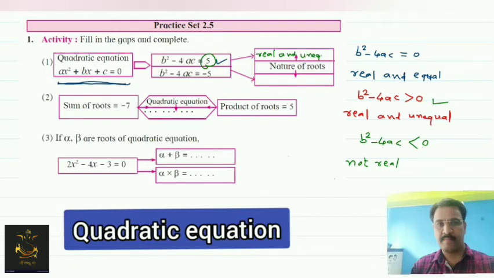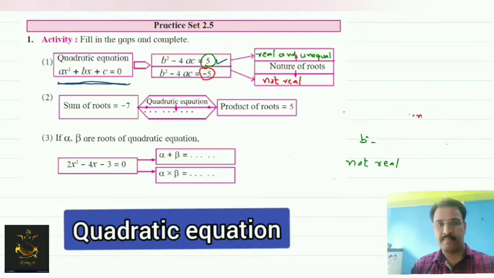You can write distinct also. Now what about this minus 5? If b square minus 4ac is minus 5, then this is negative. So what can you write? Roots are not real. Understand? This is the procedure. Try to follow and observe here. Okay friends?